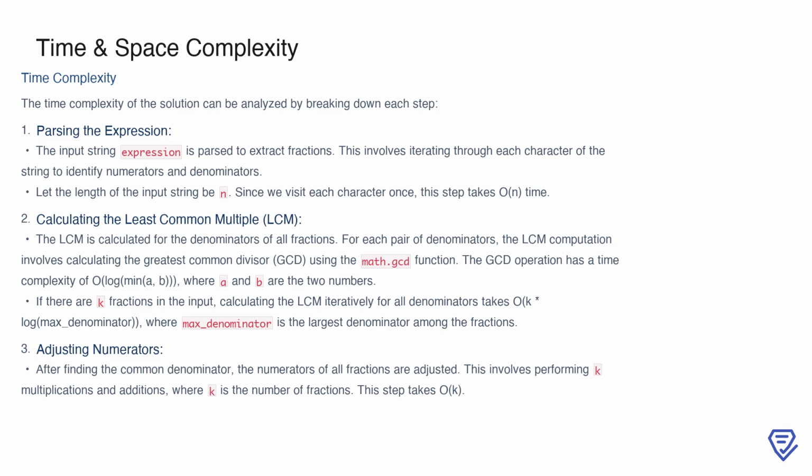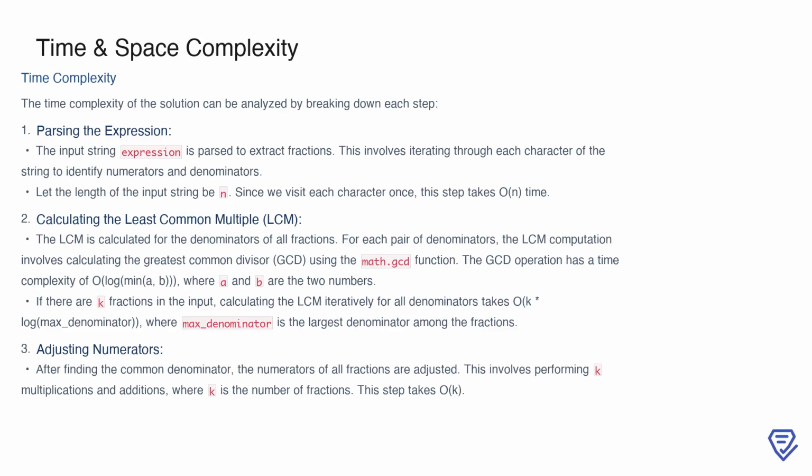To analyze the time complexity of the solution, we can break it down into several key steps. First, we have the parsing of the input expression. Here, the algorithm scans through the input string to extract the numerators and denominators of each fraction. Since it processes each character of the string once, this step has a time complexity of O(n), where n is the length of the input string.